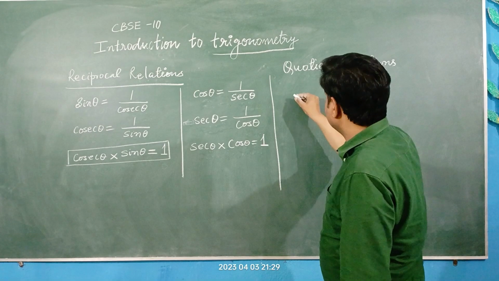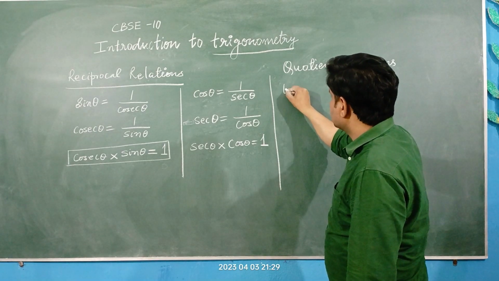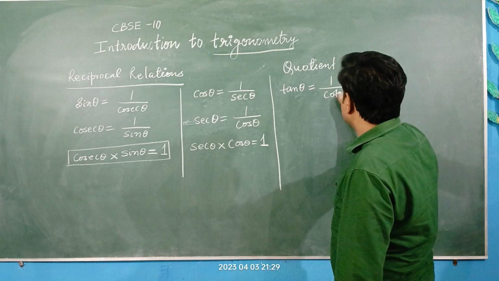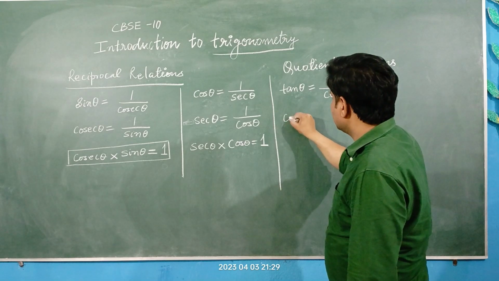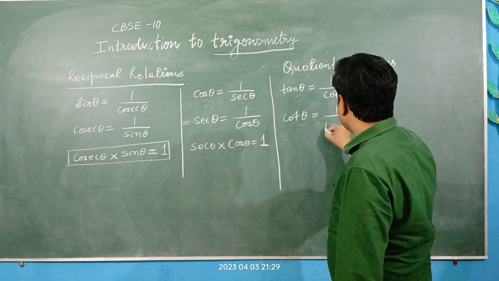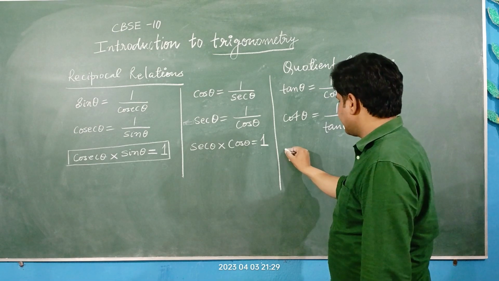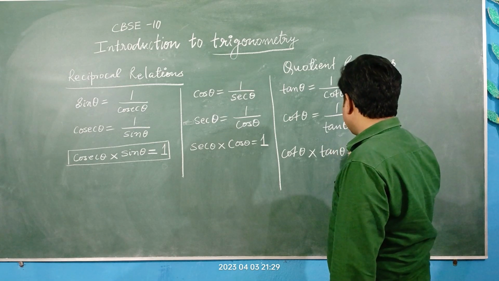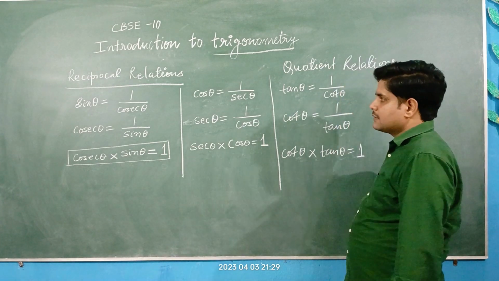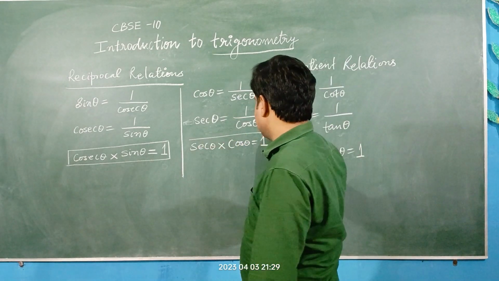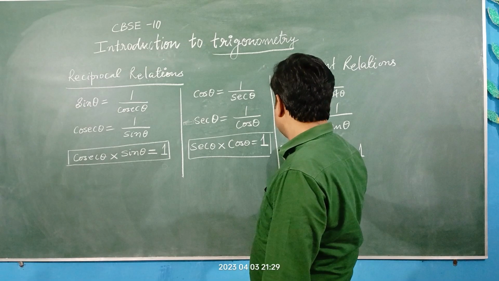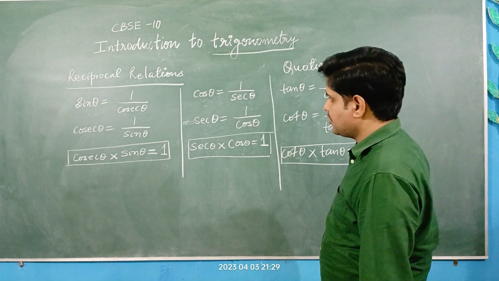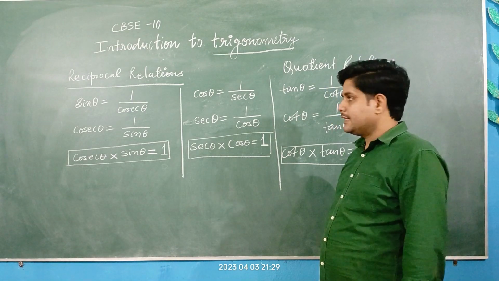Another is with tan and cot. So we know that tan theta is reciprocal of cot theta. We can also write it as cot theta is reciprocal of tan theta. Or we can write the same thing as a product: cot theta into tan theta is 1. These are the three reciprocal relations that we get with the trigonometric ratios, sine, cos and tan. I think this is clear.